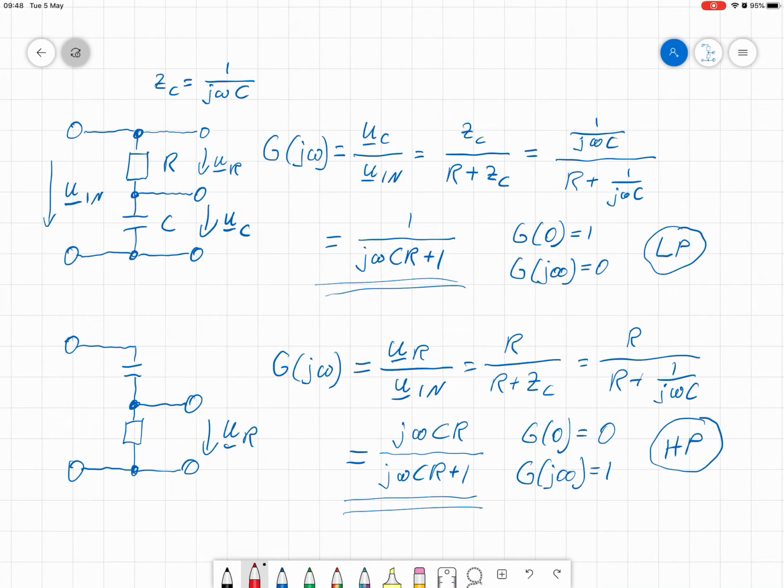Hello, I'm Dr. Pods, and in this video I want to show you how to analyze an LR filter, so a filter with an inductor and a resistor. I'm starting from the results of the previous video, which did look into RC filters, and I will just see what difference does it make if instead of the capacitor we have an inductor at this place.